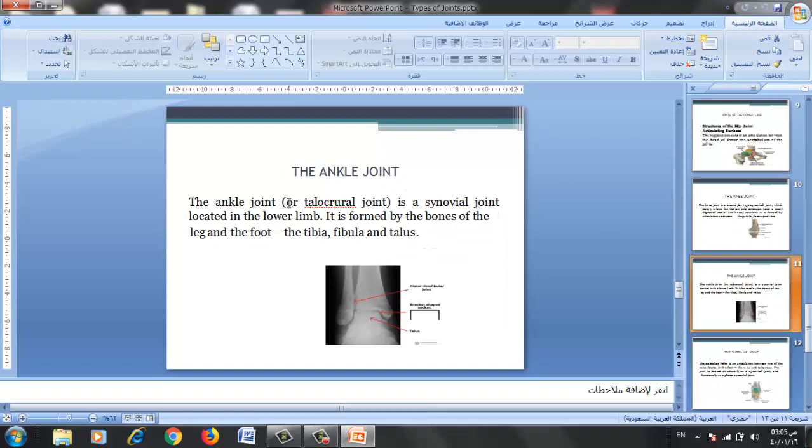The ankle joint. The ankle joint, or talocrural joint, is a synovial joint located in the lower limb. It is formed by the bones of the leg and the foot: the tibia, fibula, and talus.